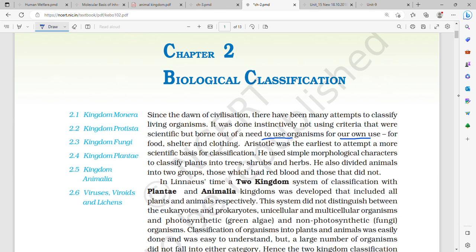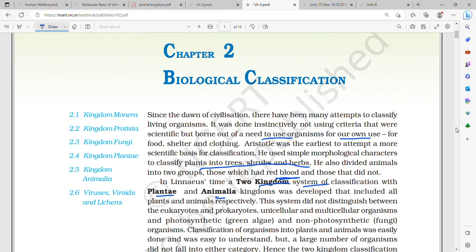Aristotle was the earliest to attempt a more scientific basis of classification. He used morphological characters. He classified plants into trees, shrubs and herbs, and he divided animals into those which had RBCs, and those which did not have RBCs, that is blue-blooded or colorless blood. Then came Carolus Linnaeus, who gave the two kingdom system of classification. The two kingdom system had two kingdoms, that is Plantae and Animalia, which included plants and animals respectively.